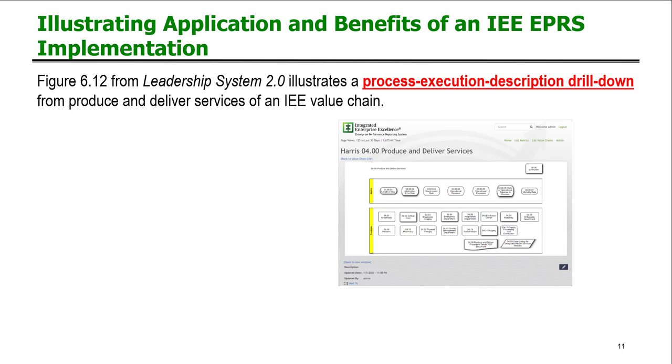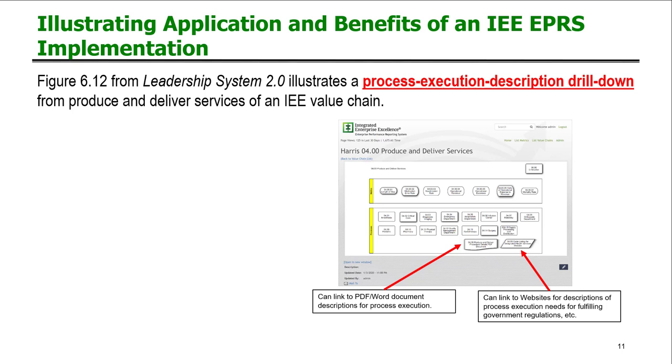Figure 6.12 from Leadership System 2.0 illustrates a process execution description drill down from produce and deliver services of an IEE value chain. In the lower swim lane, we can create a link to a PDF or Word document that describes various descriptions for this project execution. We might also click on websites for process execution details, maybe for fulfilling government regulations.